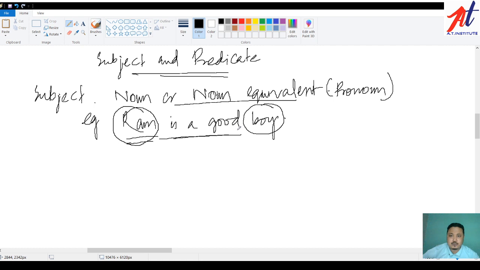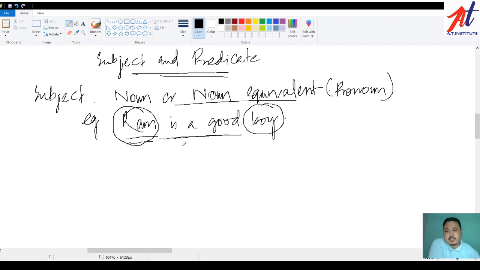Okay, you need to observe that when you have a verb after a noun, then only it can be considered as a subject. For example, boy. You can see boy is also a noun, but it doesn't have a verb after it. So you need to understand that boy cannot be a subject. If you want a noun to be a subject, it will always be followed by a verb or a predicate, right? When I say predicate, you need to understand a verb would always come.